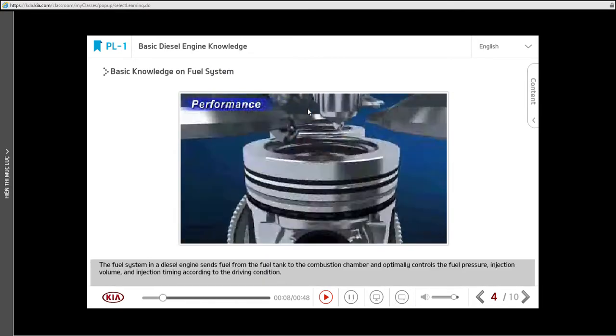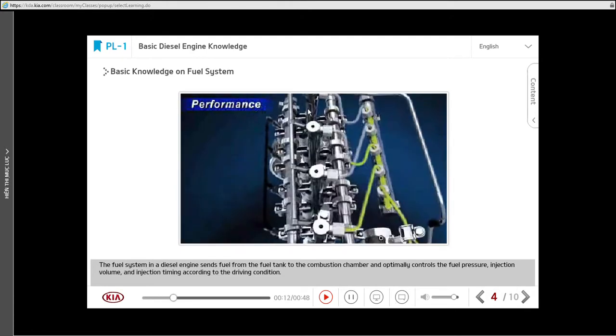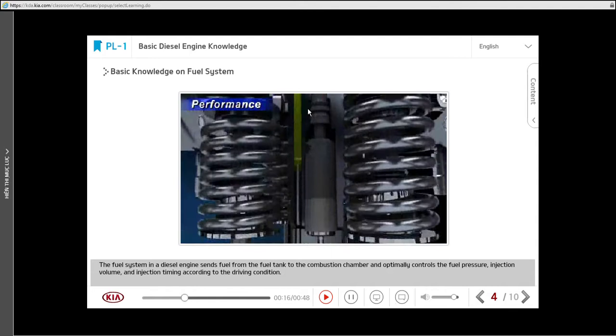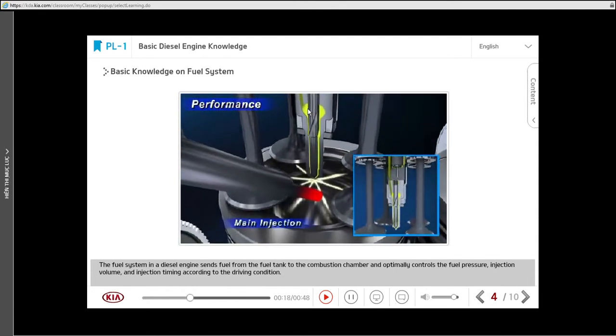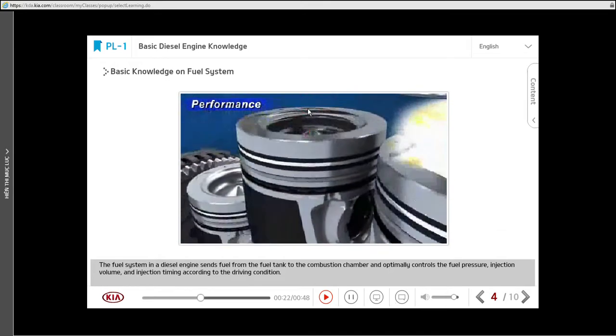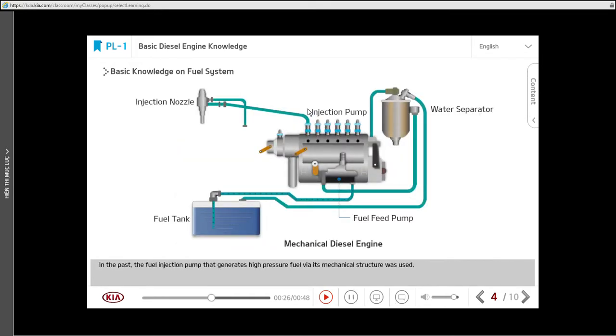The fuel system in a diesel engine sends fuel from the fuel tank to the combustion chamber and optimally controls the fuel pressure, injection volume, and injection timing according to the driving condition. In the past, the fuel injection pump that generates high-pressure fuel via its mechanical structure was used.